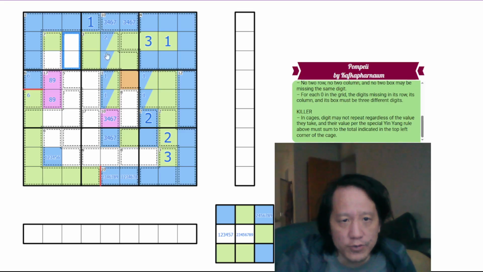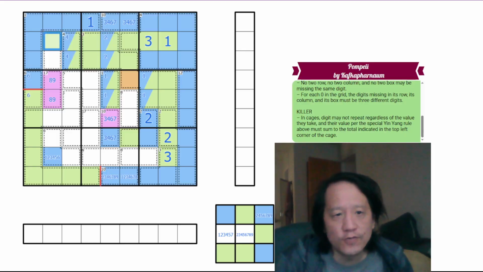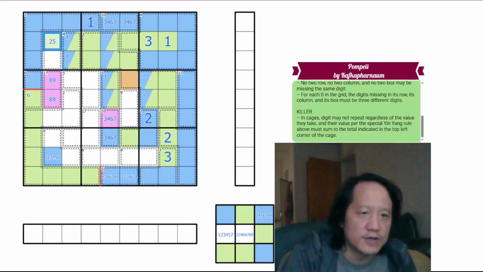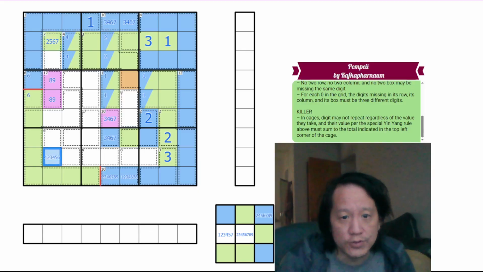Again, this can't be 1, 3 because we have 1 and 3 eliminated there. So this must be a blue-green pair. And the 4 must be here. So this cannot be 4, cannot be 1, 3. So it's 2, 5, 6, or 7 here. This can't be 3.